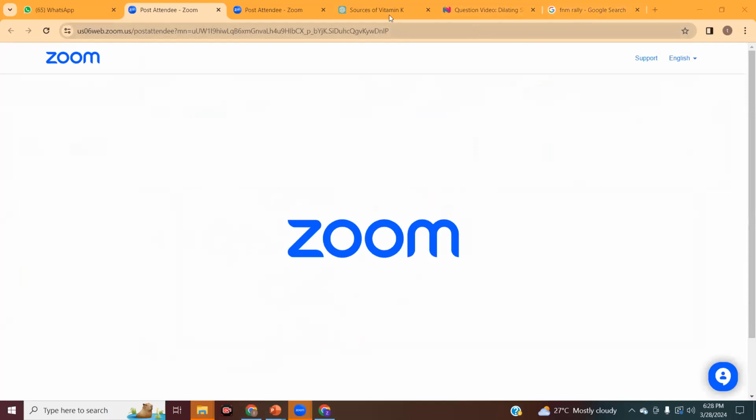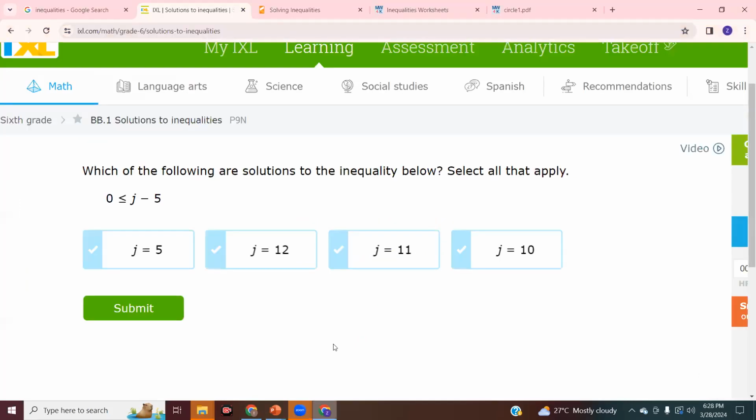Okay, let's go on to the next one. So we're going to choose j is equal to 5, j is equal to 12, j is equal to 11, j is equal to 12, all of them.